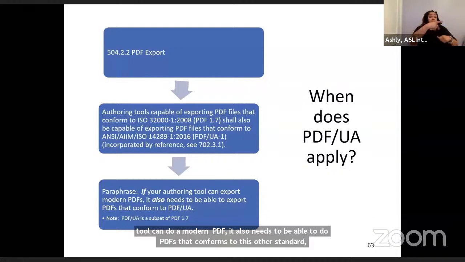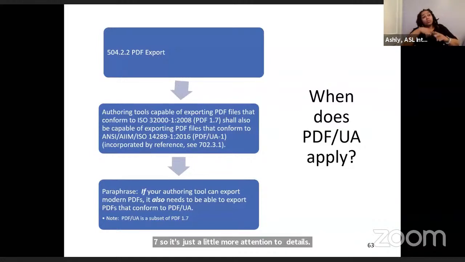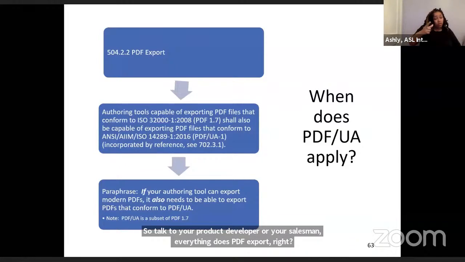And I note here that PDF UA is a subset of PDF 1.7. So it's just a little bit more attention to details. So if you talk to your product developer or your salesman, does it do PDF? Everything does PDF export, right? So what version of PDF? And can it do PDF UA if it's the modern version of PDFs?